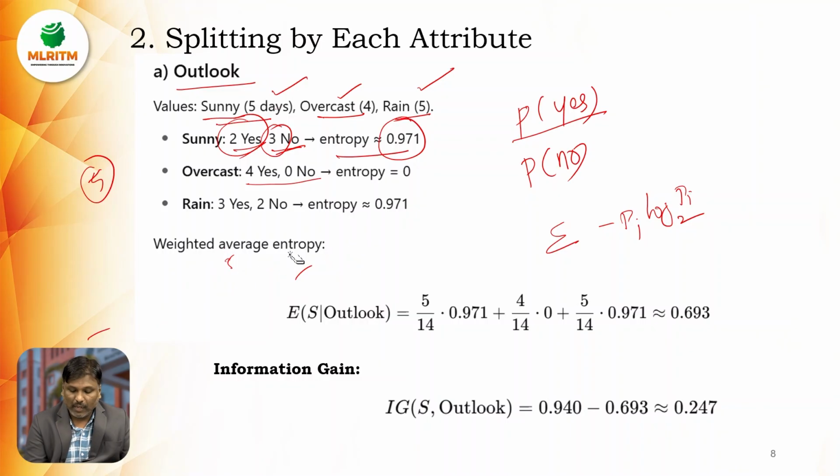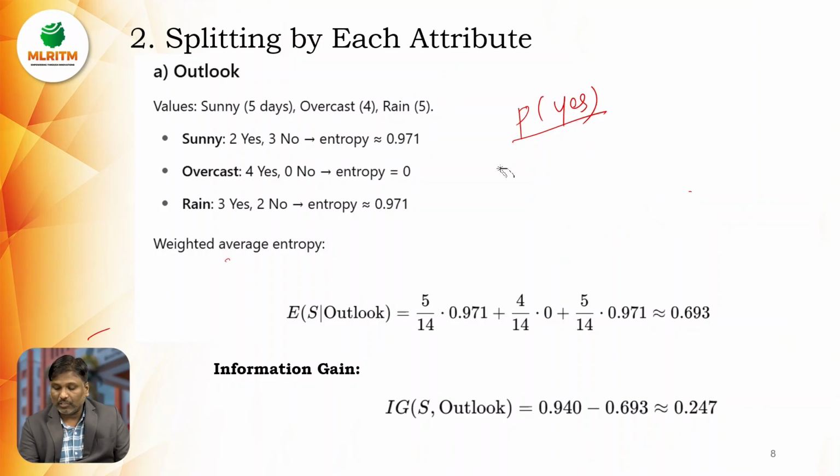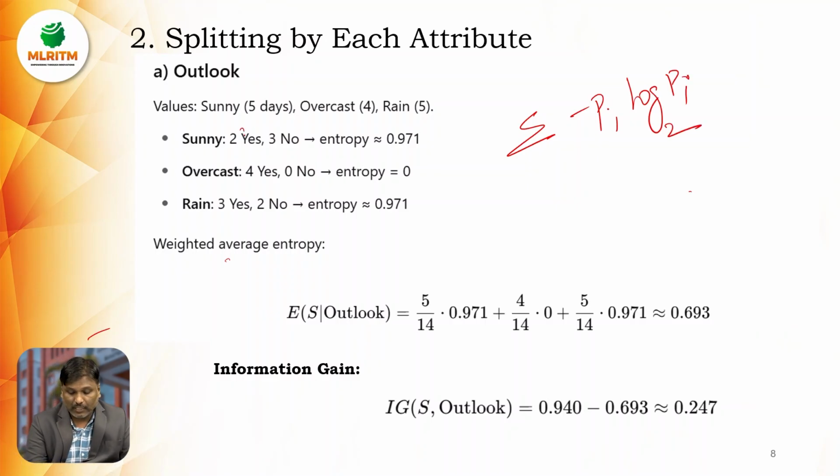So from the formula of entropy, we can measure these individual values. What is the formula we used? Summation of minus Pi into log Pi base 2. Here I have the P of yes and P of no values. Similarly for the overcast condition, how many values do I have? 4 yes and 0 no.